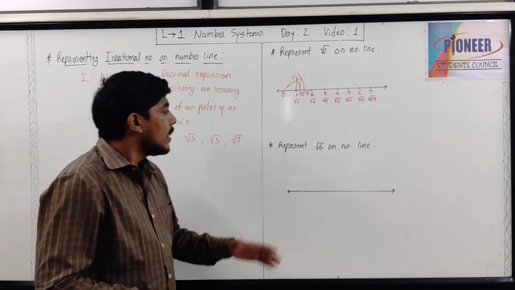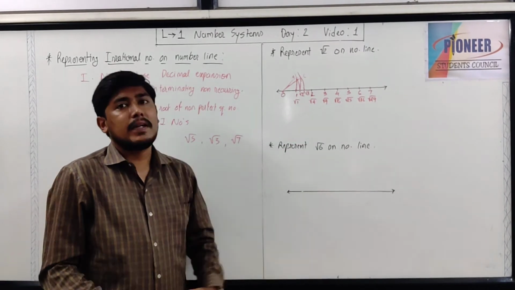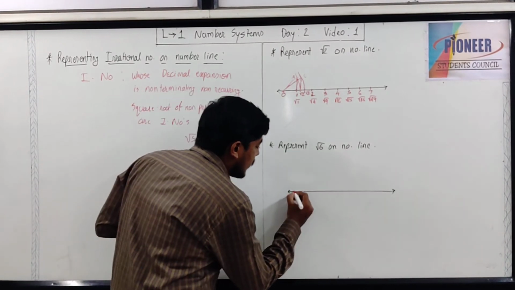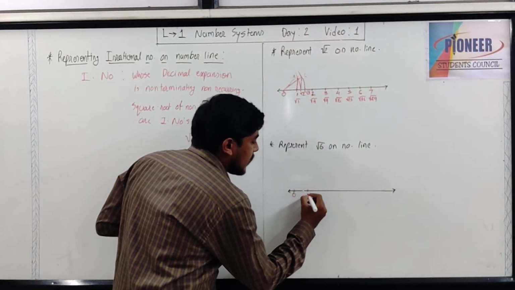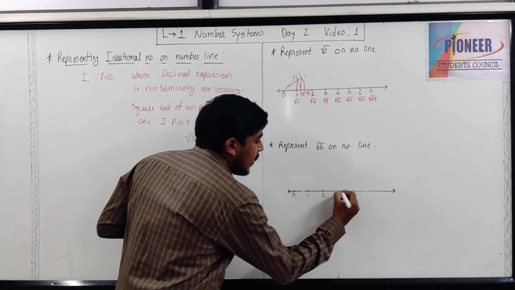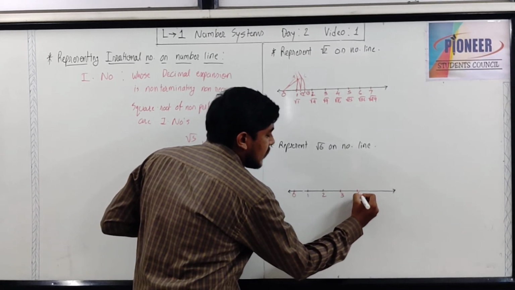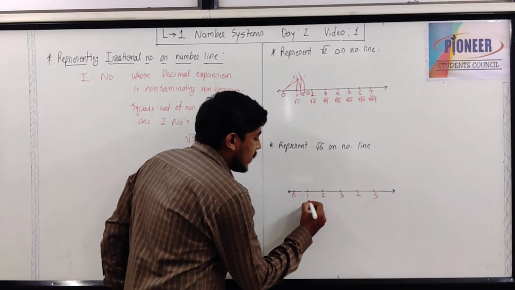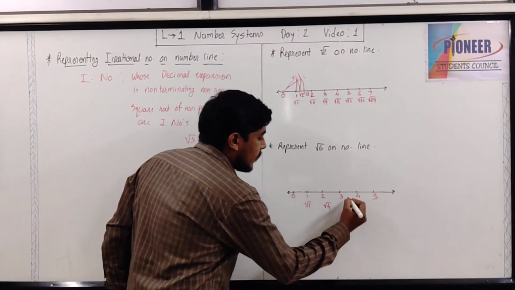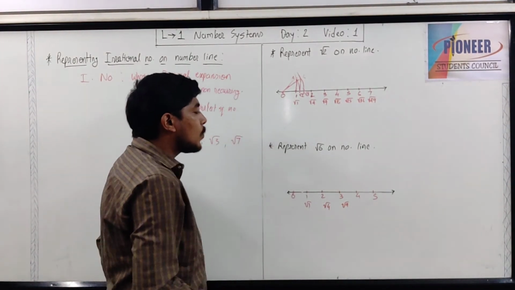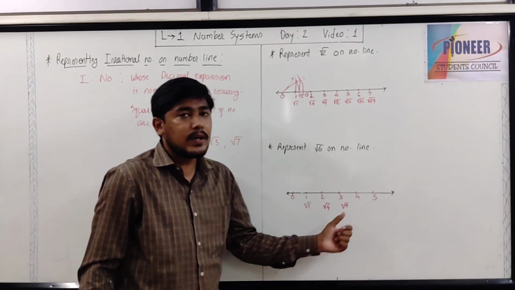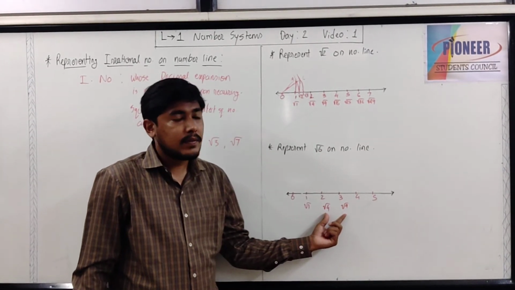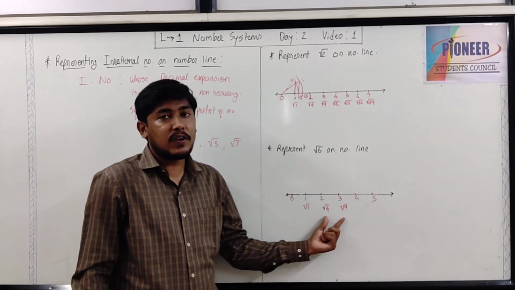Okay. Now another example: represent root 6 on a number line. Again, I start from 0, after 2 centimeters 1, after 2 centimeters 2, after 2 centimeters 3, after 2 centimeters 4, after 2 centimeters 5. Right? Since 1 is known as root 1, 2 is known as root 4, and 3 is known as root 9, root 6 will lie between root 4 and root 9. So how to represent root 6 between root 4 and root 9?